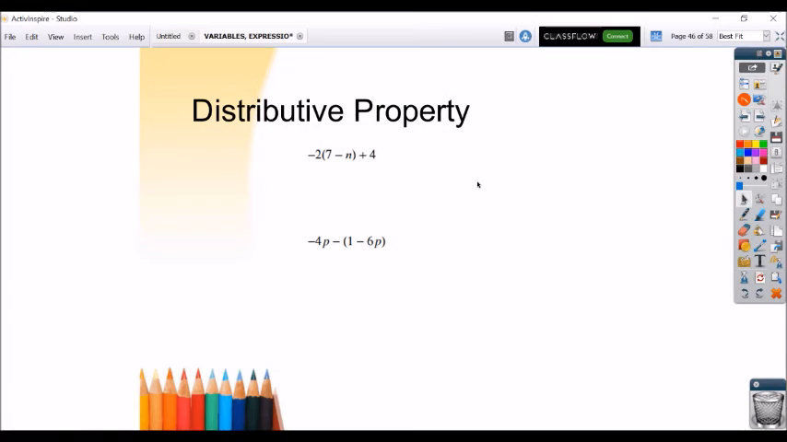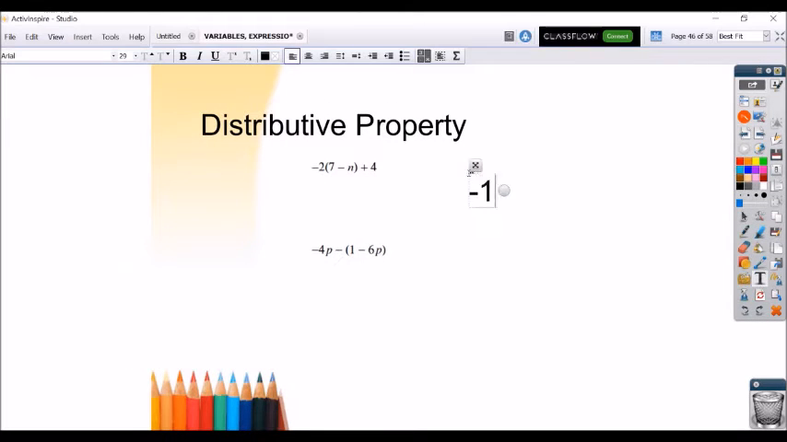So here we have the distributive property and combining like terms. For this first one, I am distributing -2 to 7 and -2 to -n. You do need to keep in mind that it is a -n or a -1. So we know that -2 times 7 is -14. And this ends up being plus 2n plus 4. And then we can go ahead and combine and say that this is 2n minus 10.